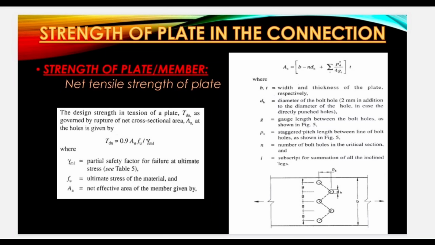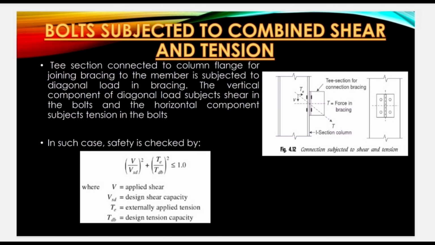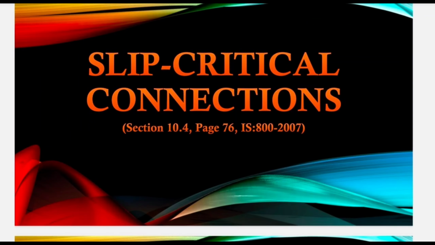Bolts are also subjected to combined shear and tension, for example in a T-section connection of the column and flange, or for joining a bracing to the member subject to the diagonal load in the bracing. The vertical component of the diagonal load is subject to shear on the bolt, and the horizontal component to tension.